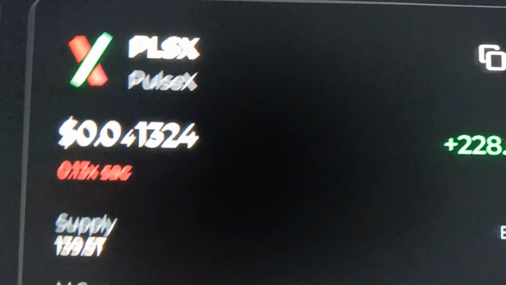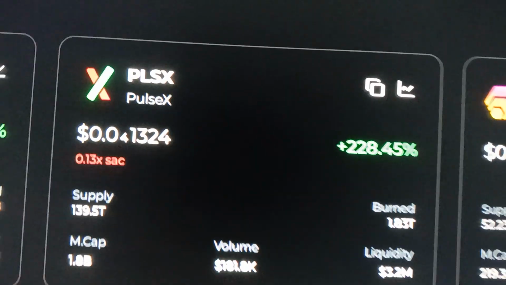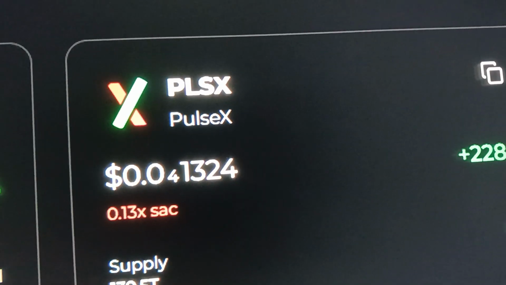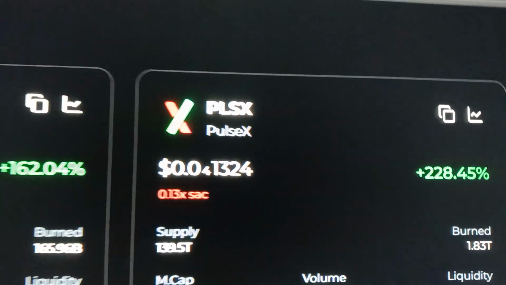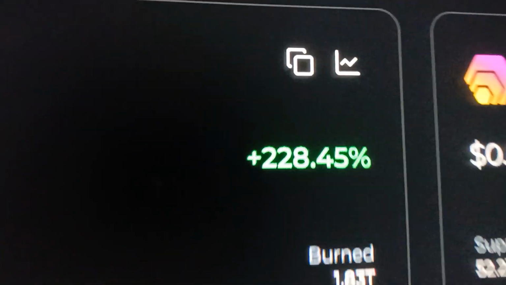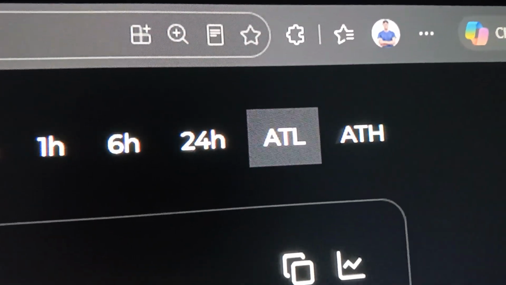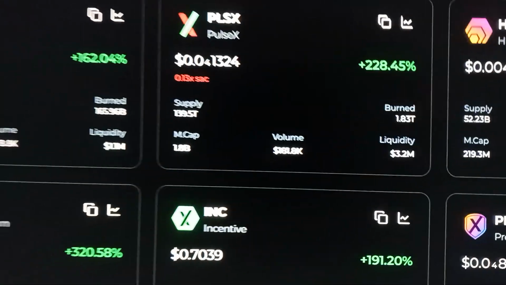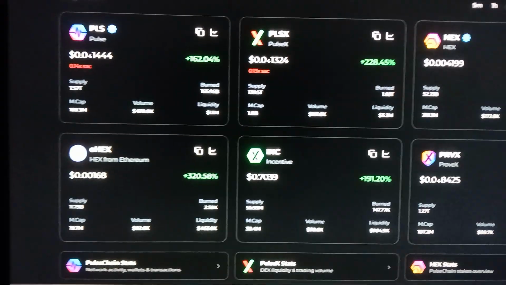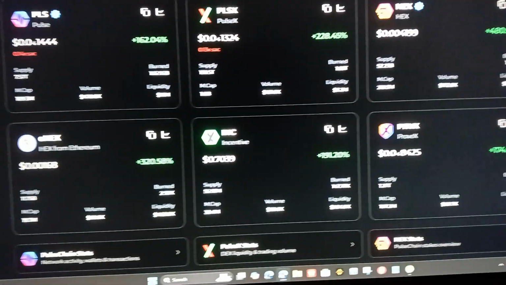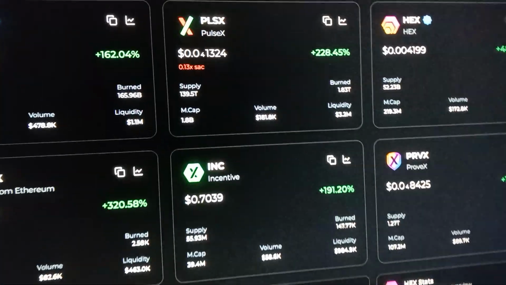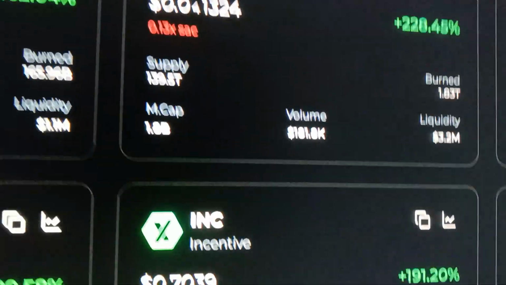And again, now we are looking at this PulseX. PulseX is sitting at 0.401324 US dollars. It is up 228.45%. And we have seen this price from all-time low. Yeah, from all-time low it is green and price is actually moving up. Yeah, so that is what we were looking at.